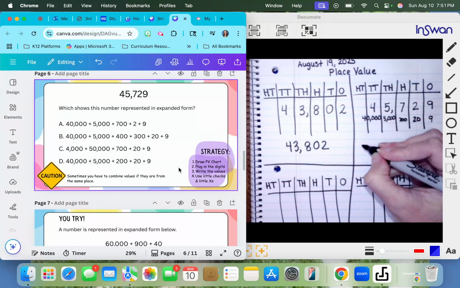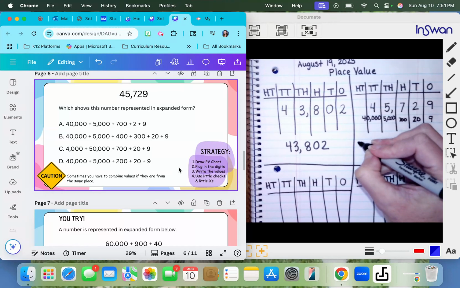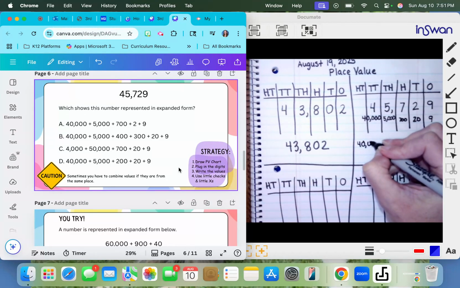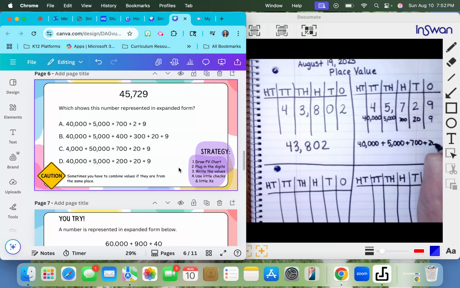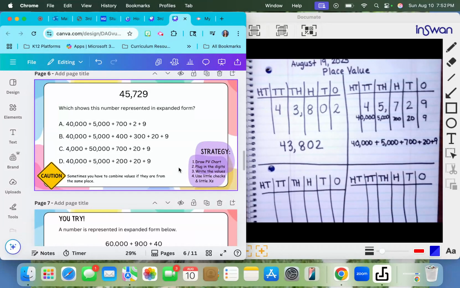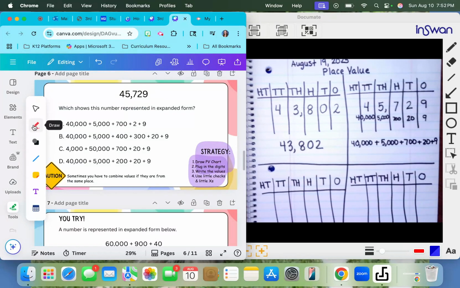So let's come down here below our place value chart and let's write it out. 40,000 plus 5,000 plus 700 plus 20 plus 9. So there's our expanded form. Now that we've done our work and our thinking, let's use little checks and little X's to process through these answer choices. So let me grab my pen.